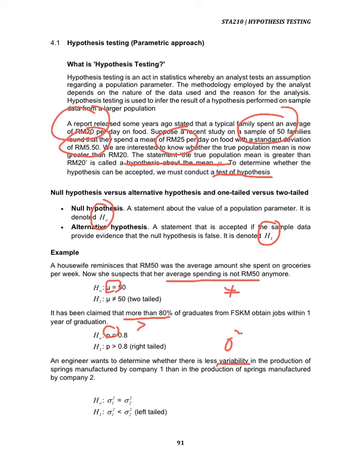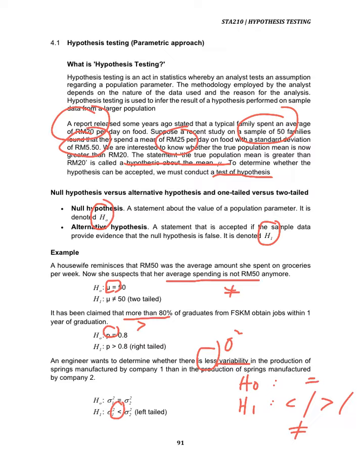So H0 kita should be variance of company 1 equals to variance of company 2, and our alternative, variance of company 1 less than variance of company 2. Sebab tadi ayat dia apa? Less, right? So this one kat sini kita guna less. Okay, so conclusion is H0, symbol dia always equal. Okay, H1 it can be less than ataupun greater than ataupun not equal.